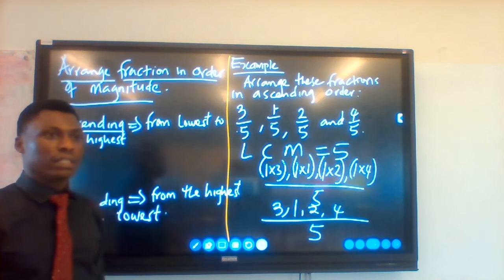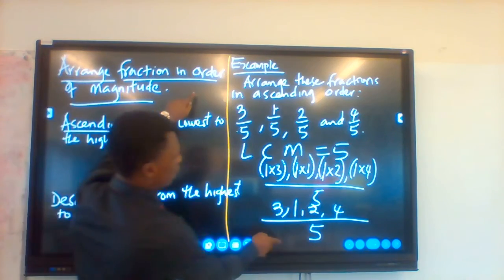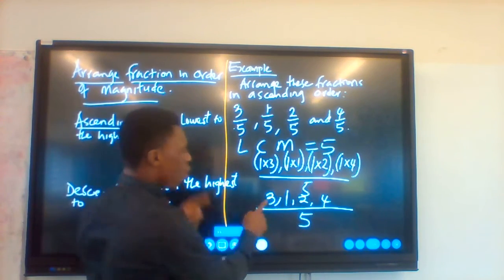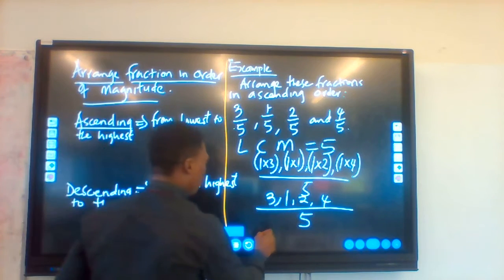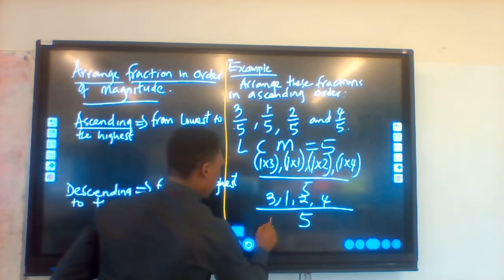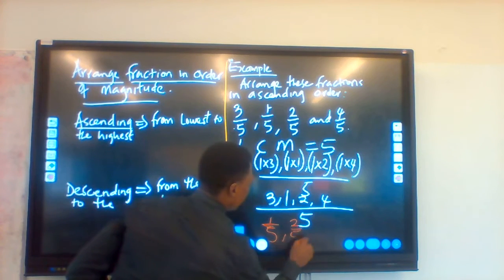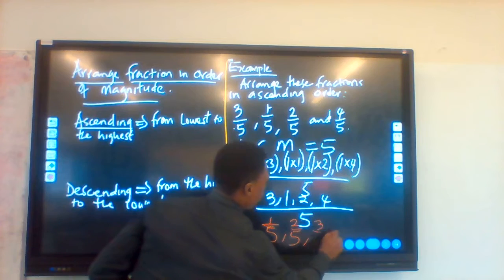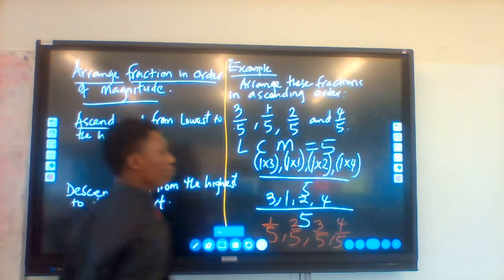Which one is the lowest here? The lowest here is 1. Thank you. 1, 2, 3, and 4. Then we put over 5. 1 over 5, 2 over 5, 3 over 5, and 4 over 5.